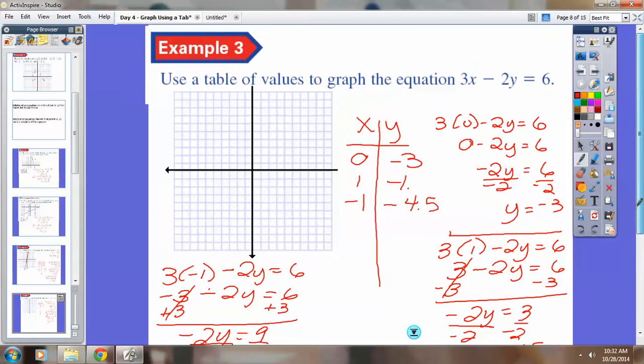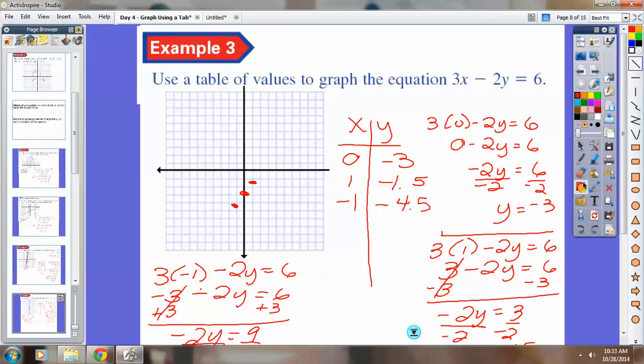So take these 3 points, let's plot them on our graph. 0, negative 3. We have 1, negative 1.5. We have negative 1, negative 4.5. When you plot these points, should they be in a straight line? Yes. 100% of the time, if we have a linear equation, we'll draw our line through.